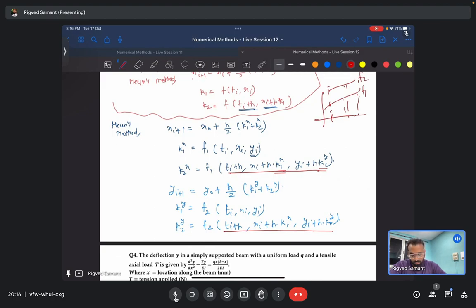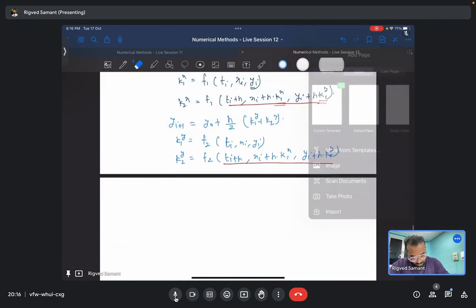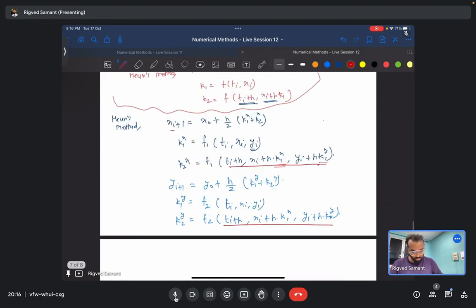Okay, so this is what I am talking about. The inside bracket would be similar, but the function that you will be using will depend on what function you are solving it for. So f1, f2 will be decided from what function you are solving it for.